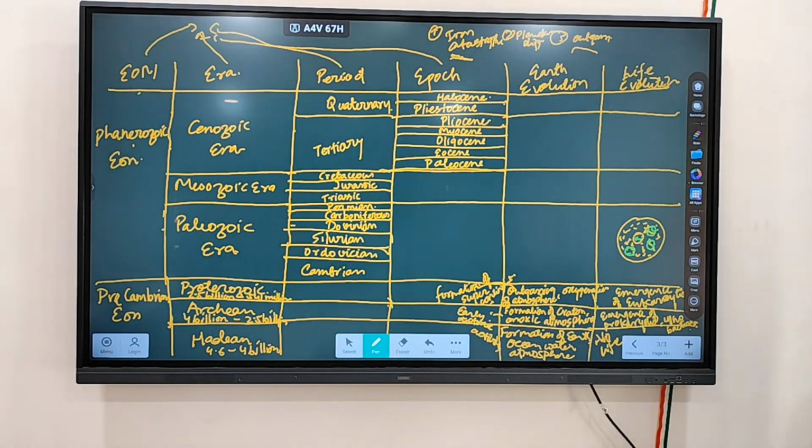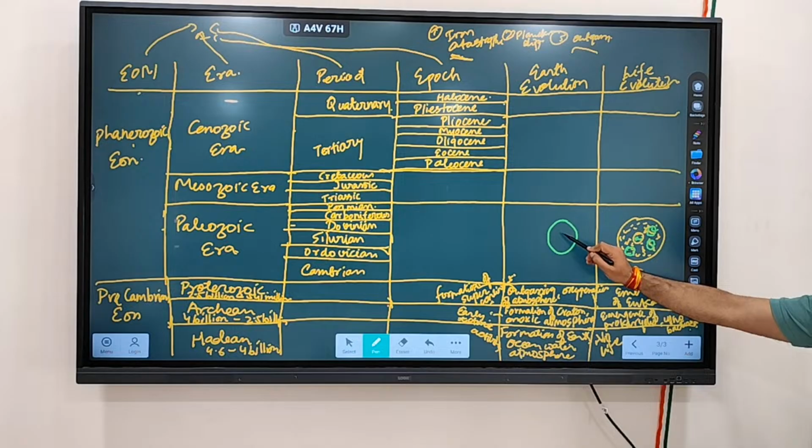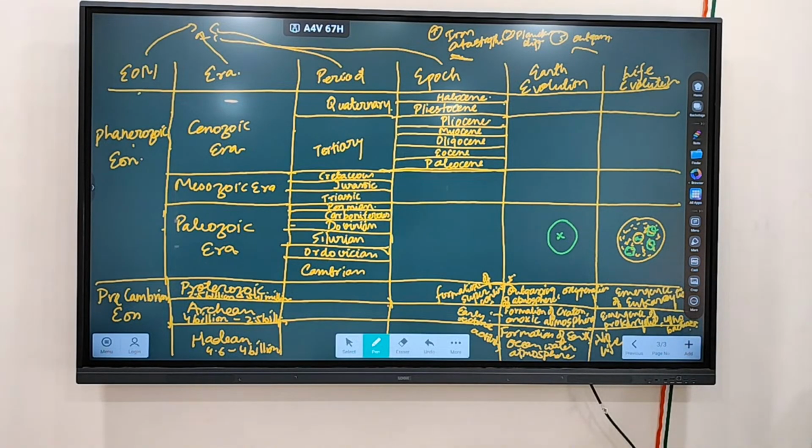That is okay there. Clear? So when the prokaryotes emerged, prokaryotes do not have what? Prokaryotes do not have a nucleus. Their nucleus is not differentiated.